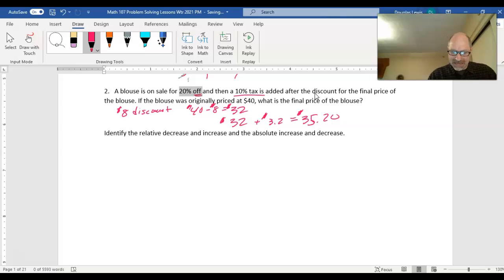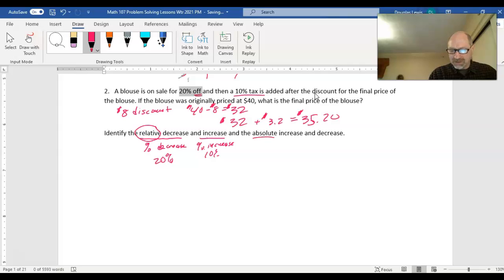Now this asks us to identify the relative decrease and increase. Relative refers to either a percent or a fraction of the total, so we're going to write it as a percent. What is the percent decrease? The relative decrease is 20%. That's given in the problem. The relative increase is the percent of increase. Well, that was the tax. The discount was a decrease. The increase was our tax. That was a 10% increase.